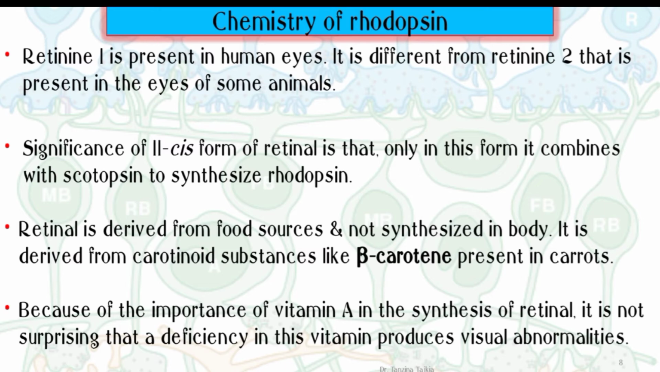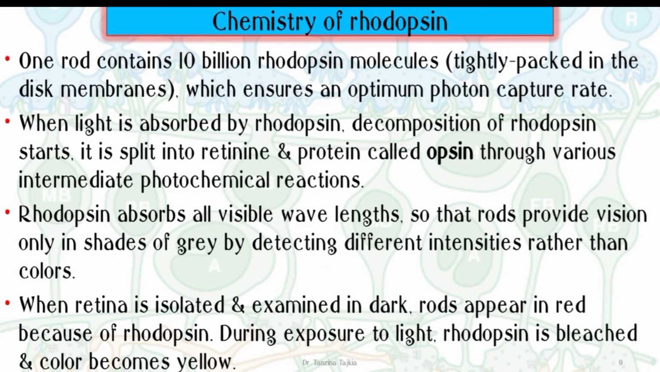Retinal is derived from food sources, not synthesized in the body. It is derived from carotenoid substances like beta carotene, which is present in carrot. Because of the importance of vitamin A in the synthesis of retinal, its deficiency produces visual abnormalities. One rod cell contains 10 billion rhodopsin molecules, which are tightly packed in the disc membrane, which ensures an optimum photon capture rate. When light is absorbed by rhodopsin, decomposition of rhodopsin starts.